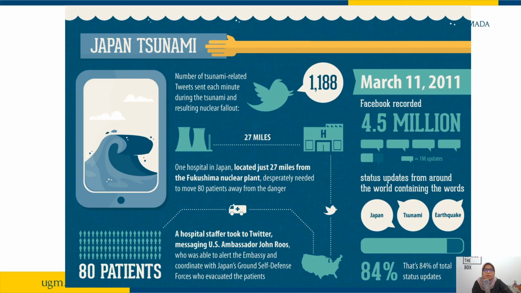And from this disaster, Facebook also recorded 4.5 million status updates from around the world containing the words Japan, tsunami, and earthquake. That's 84% of total status updates. So it is showing that social media can be used as a communication tool during the disaster time.